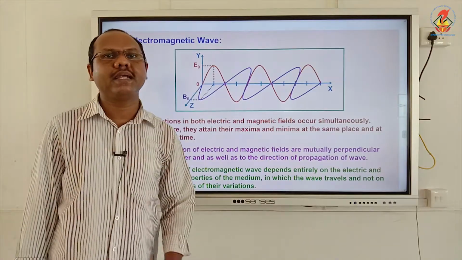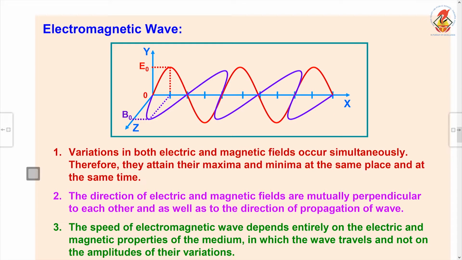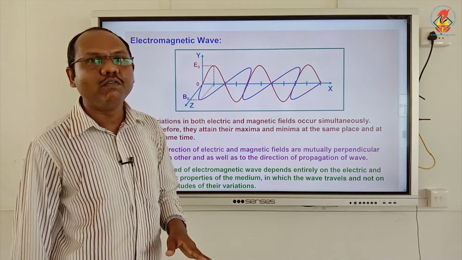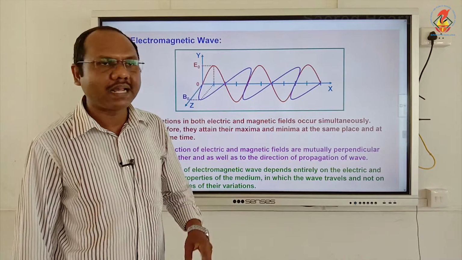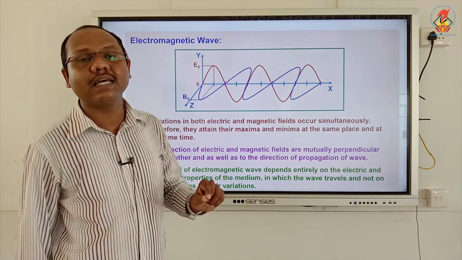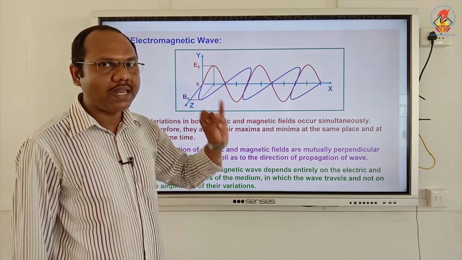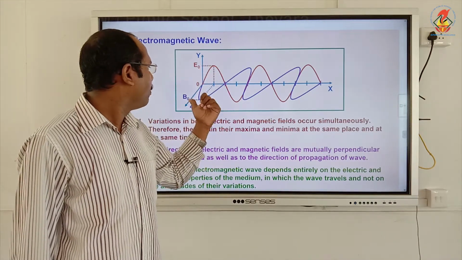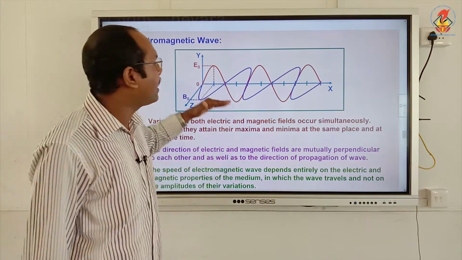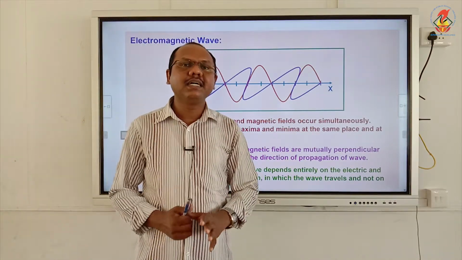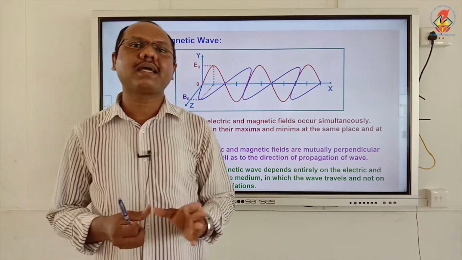What is an electromagnetic wave? Here, I have shown two types of waves, one in red color, the other in blue color. The red color represents the electric field, which I have drawn along the y-axis, whereas the blue wave represents the magnetic field, which I have drawn along the z-axis. So the electric field is along the y-axis, the magnetic field is along the z-axis, and the wave is propagating along the x-axis. So an electromagnetic wave means there is a variation in the electric and magnetic field.